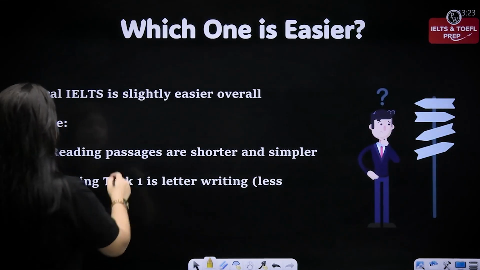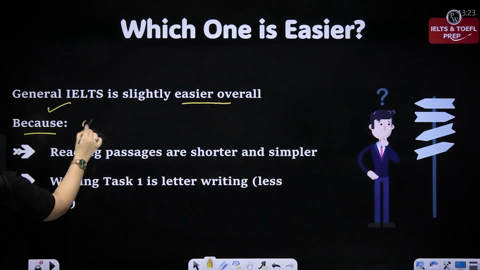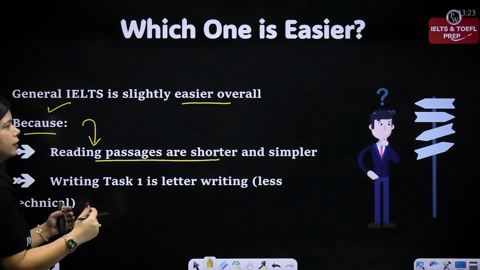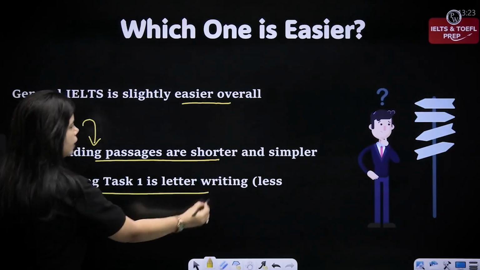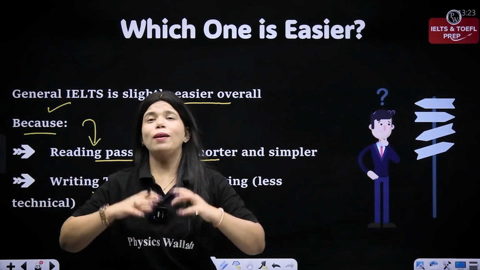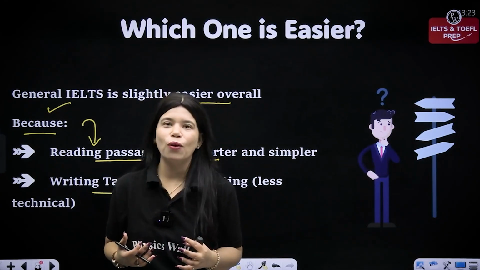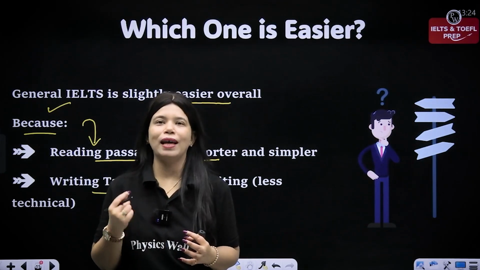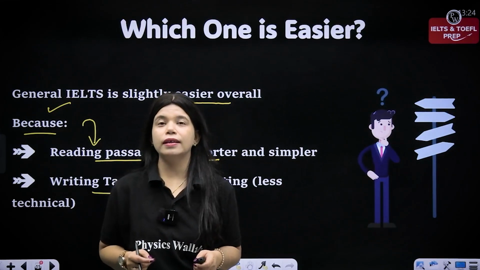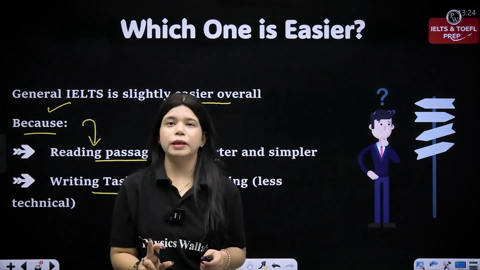So overall, general IELTS is slightly easier because of these two reasons. Number one, reading passages are shorter and the language is simpler. Writing task 1 is letter writing, which is a lot less analytical than report writing, where you have to analyze a lot of data and use absolute academic formal language, which is why general IELTS is considered easier. But please do not underestimate general IELTS.